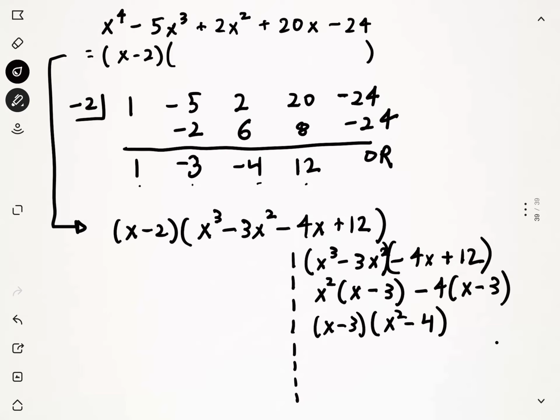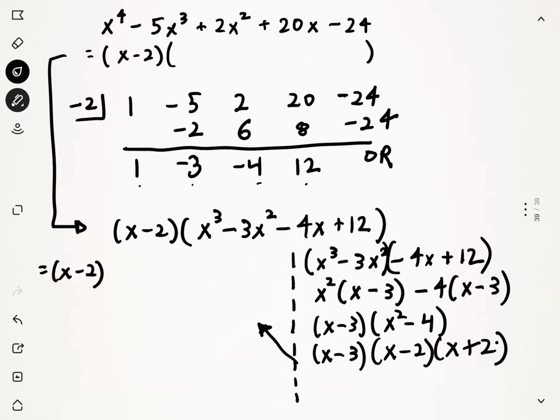And then I'll always be careful, okay, because some things can be factored even further. In this particular case, we have a difference of 2 squares, which can go even further. So I can say x minus 3, and then to factor the difference of squares, I have x minus 2 and x plus 2. So what I'm going to do now is I'm going to move back and I'm going to factor completely. I already have my x minus 2. Now that degree 3 polynomial, I just factored on the right side. So I have x minus 3, I have x minus 2, and I have x plus 2.